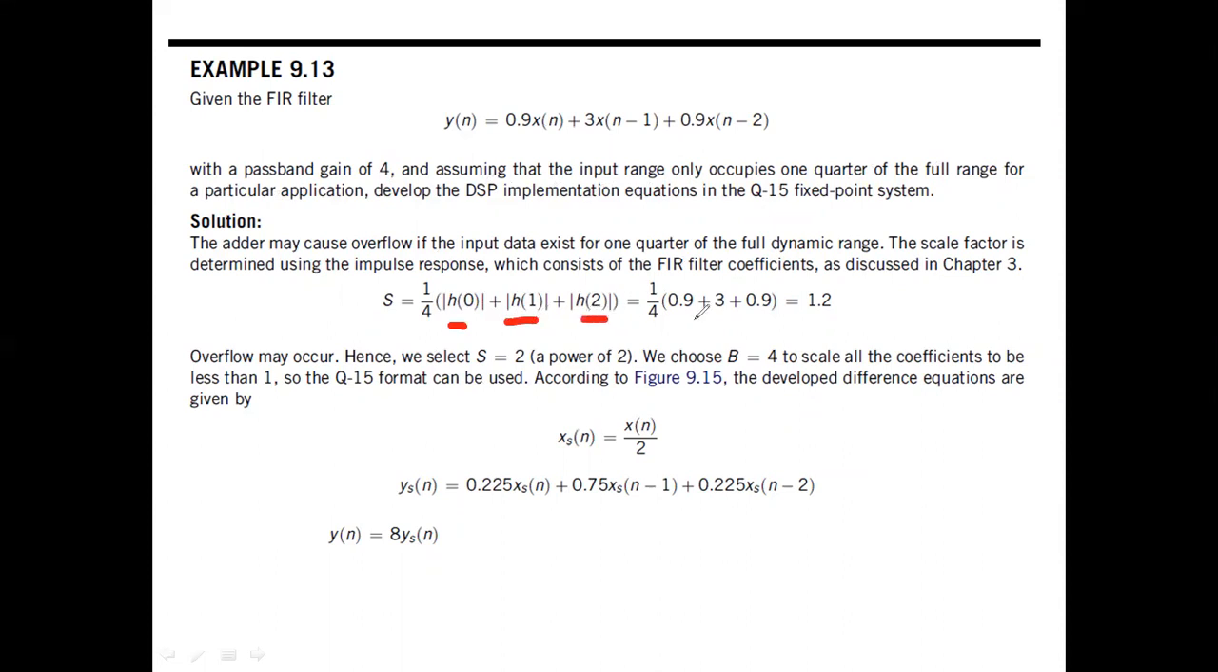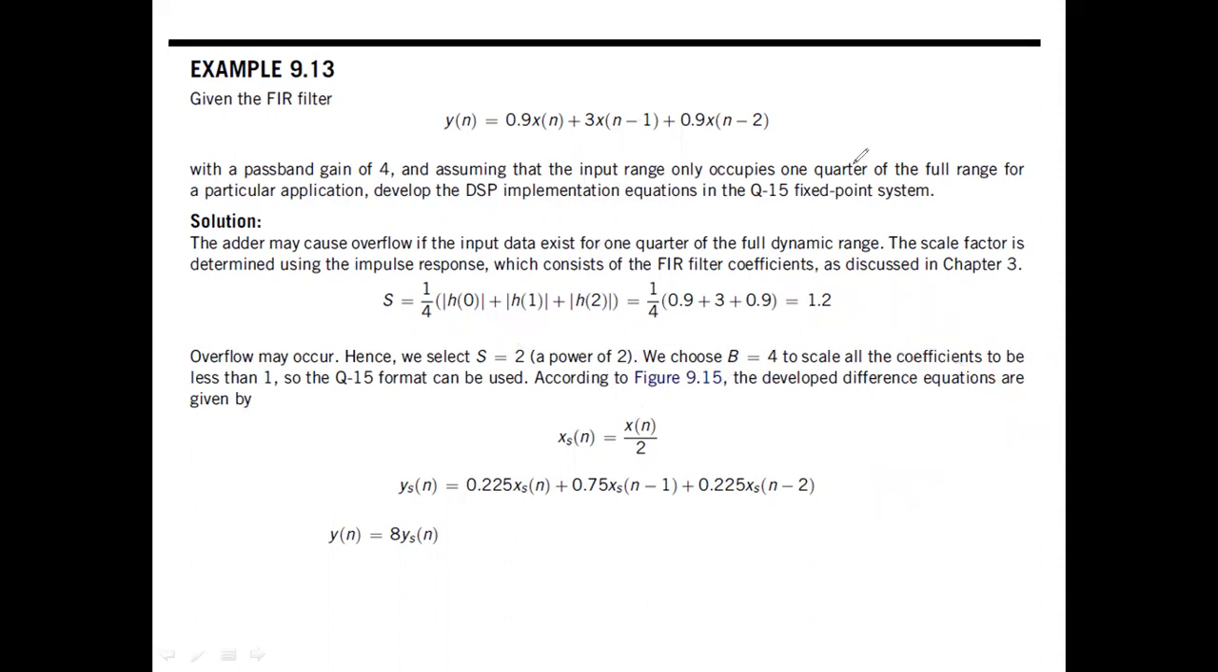The number 1.2 comes in as the scaling factor for all the inputs, so that even if my input x of n never exceeds 1.2, that is taken care of. So even though 1.2 is the scaling factor, the nearest powers of 2 are either 1 or 2. If it is 1, it doesn't serve this particular purpose, so we go to the next higher number, which is 2. That is why a scaling factor of 2 is chosen.